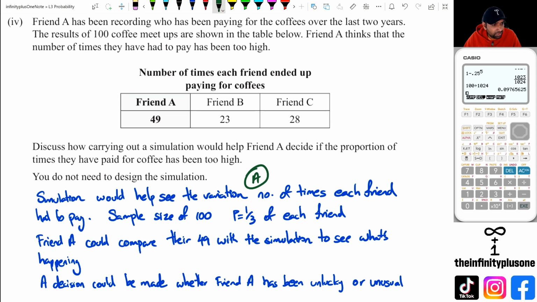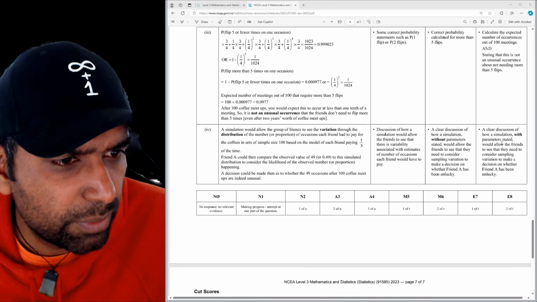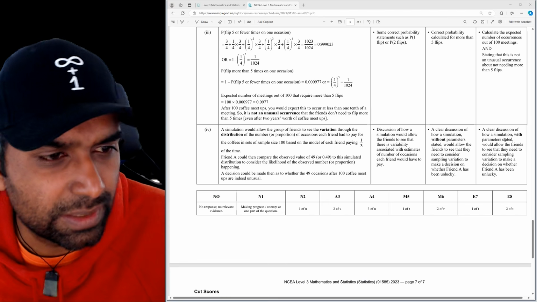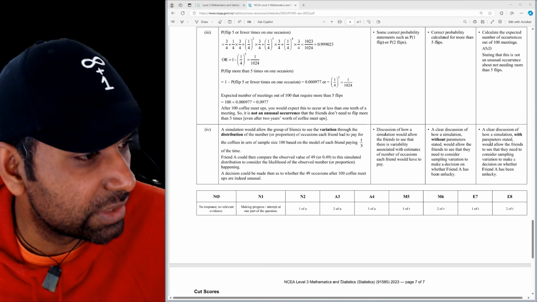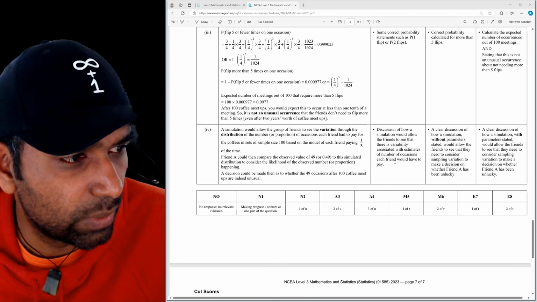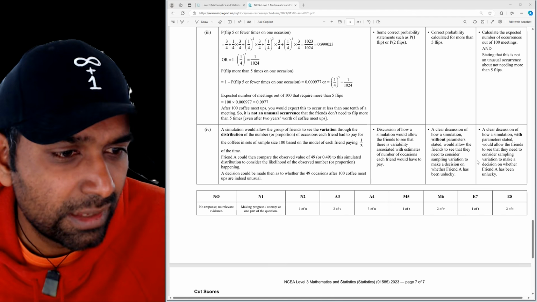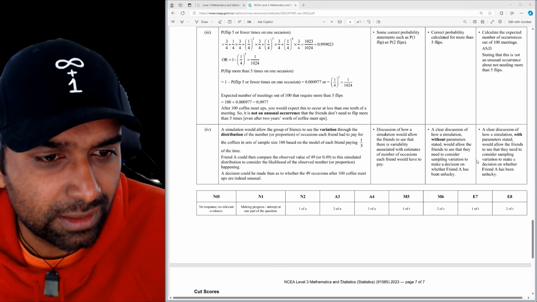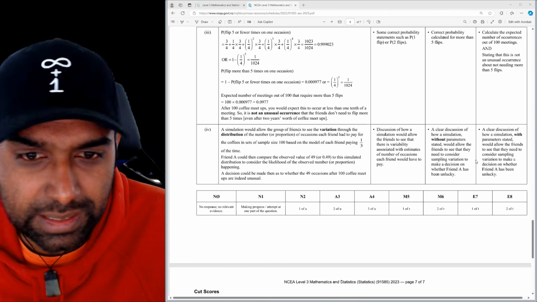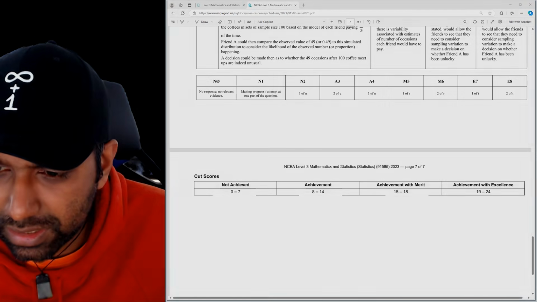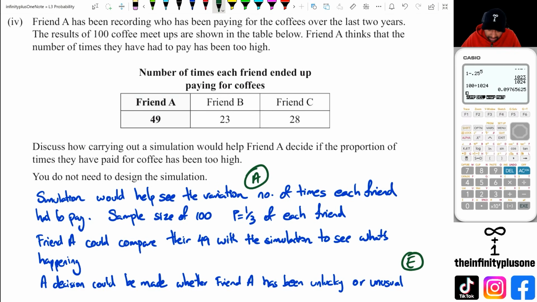Excellence is clear discussion of how a simulation with, why am I reading this? Let's just have a look through this. With parameters stated would allow the friends to see what they need to consider, whether friend A has been unlucky. So basically give the parameters for the simulation and then compare the simulation answer with the collected answer of 49. And then that might give you an indication whether this friend has been unlucky or not. Cool. So that's pretty much it for this question here to get an E.